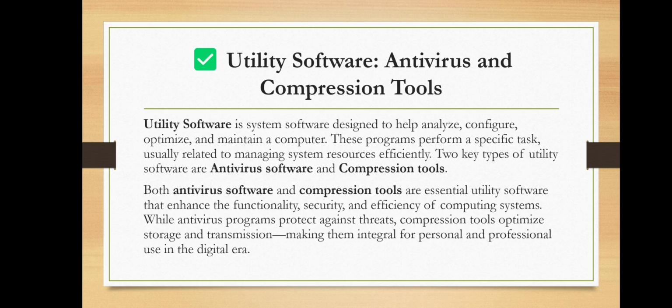While antivirus programs protect against threats, compression tools optimize storage and transmission. So when you compress a file or a set of files, you will see the size of the files reduces, and so in a smaller storage space you can store a large number of files, making them integral for personal and professional use in the digital era. So these two software are very important in a computing system, and this comes under utility software.